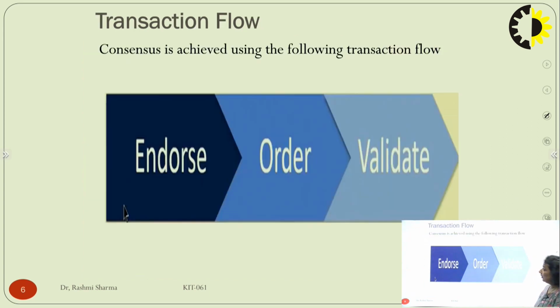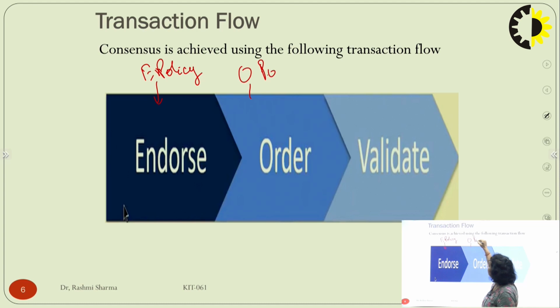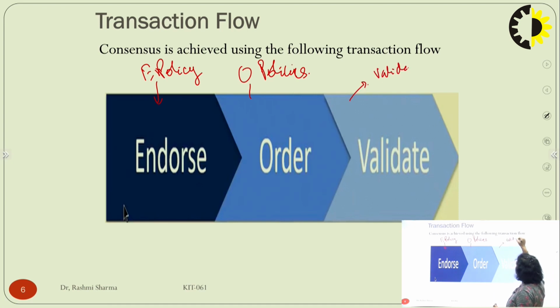So the basic flow which we have done is, first we endorse that particular transaction. For endorsing, we have some endorsement policies which we have to take into consideration. When we are ordering it, I have some ordering policies also for executing those transactions. When I have those endorsement policies fulfilled, then the ordering policies are applied, then we go for the validation of the transactions, and then adding that to the distributed ledger is done after the validation takes place. So this is the flow.